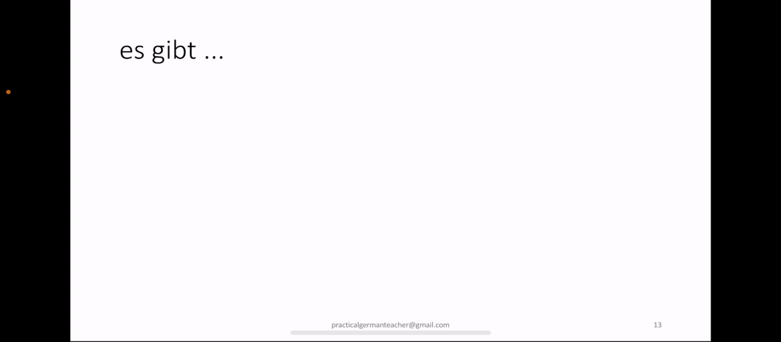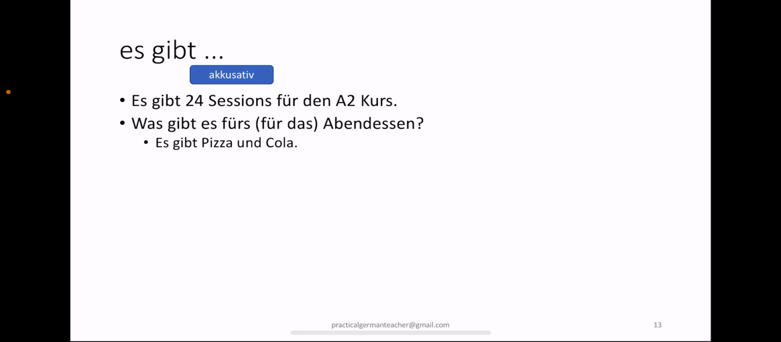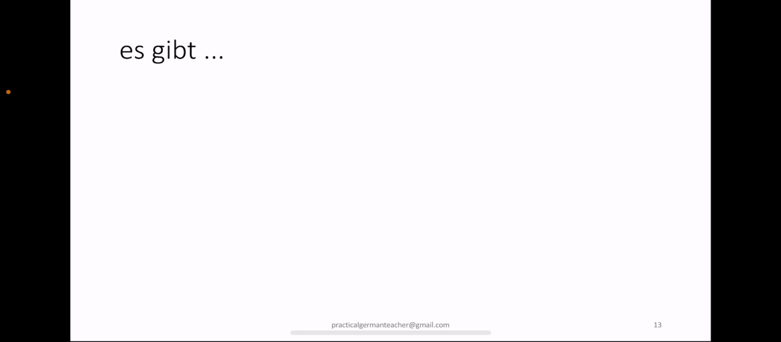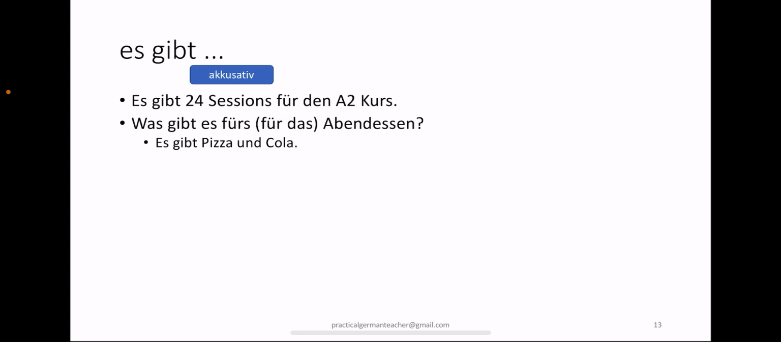Alright, this is something new you will learn in this session, and that is the phrase es gibt. Why do you need this? Quite often in English you are saying sentences like there is or there are, right? So to say that, you use the phrase es gibt, and what comes after es gibt must be in accusative case. And that is what the slide is giving you. So let's say I want to say there are 24 sessions for the A2 course. So you will say es gibt 24 sessions für den A2 course.